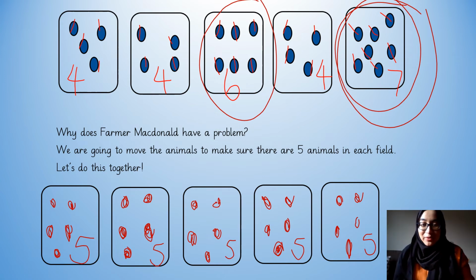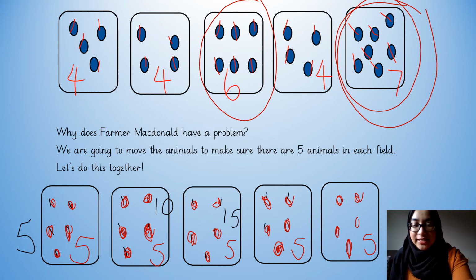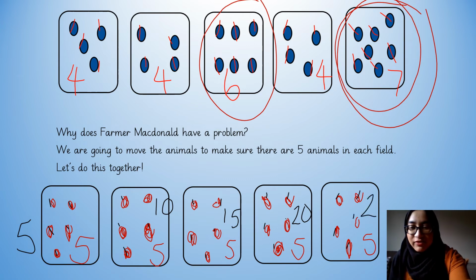We are going to count them together now. So we had 1, 2, 3, 4, 5. 6, 7, 8, 9, 10, we've got 10 over here, 11, 12, 13, 14, 15, 16, 17, 18, 19, 20, that's a big number, 21, 22, 23, 24, 25, 25 animals, because he has grouped all of his animals into 5s.